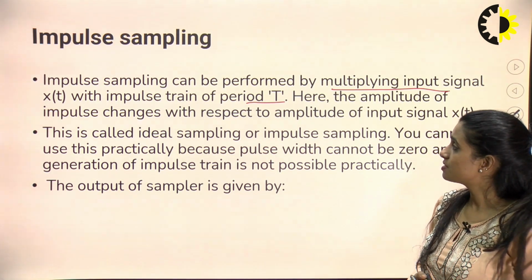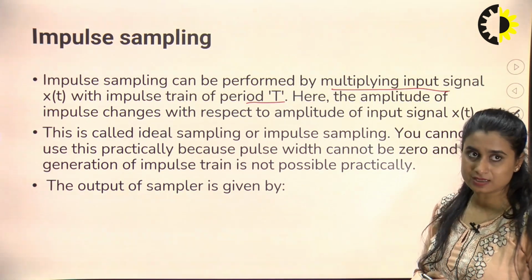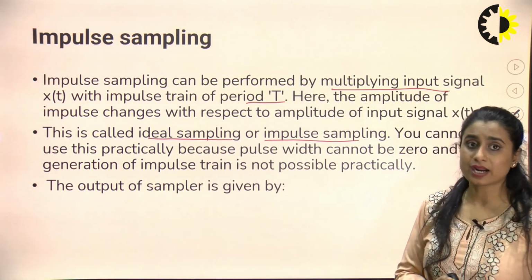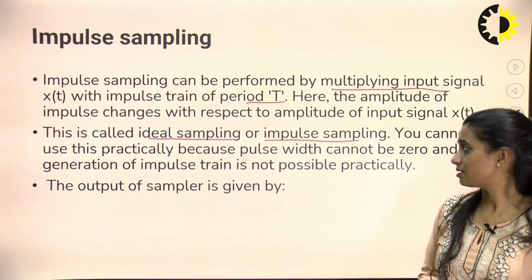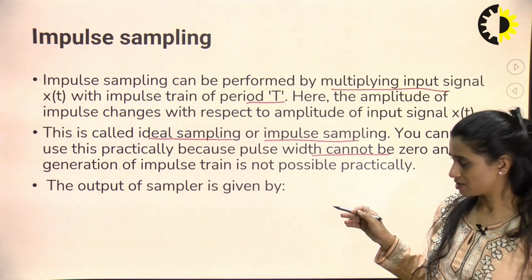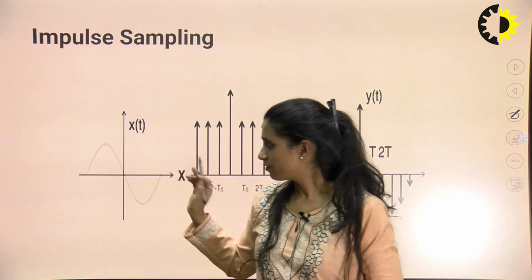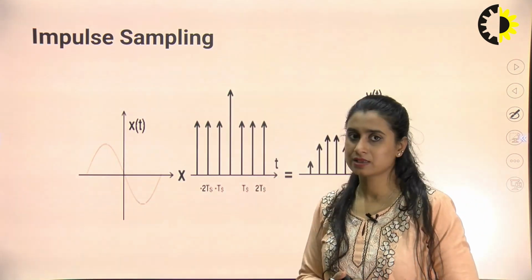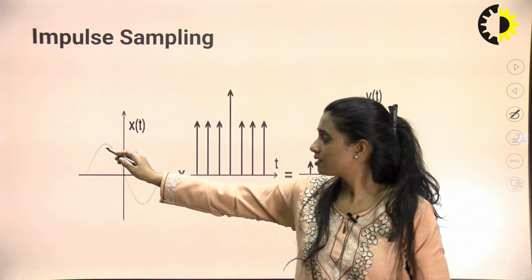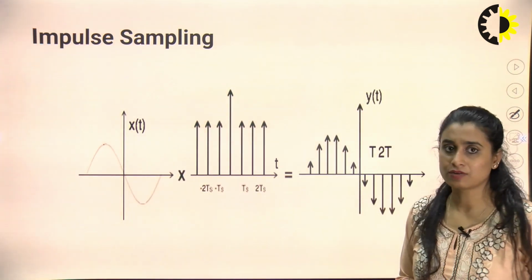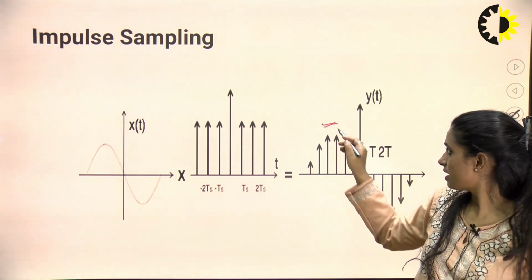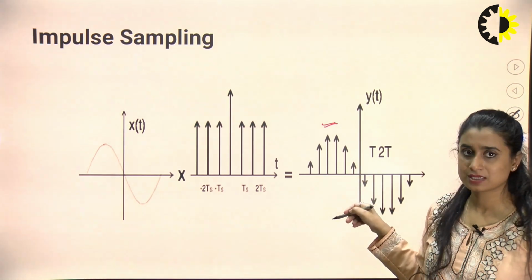Here the amplitude of the impulse changes with respect to the amplitude of the input signal. This is also called ideal sampling, so we may call it impulse sampling or ideal sampling. You cannot use this practically because the pulse width cannot be zero. Let's take a look at the picture, then we'll come back to this slide. If this is my continuous wave, this is an impulse train. If I simply multiply this with this, what do I get? The amplitude will be kept as per the voltage level of the signal, and I get such an output. So these are my impulse samples or ideal samples.